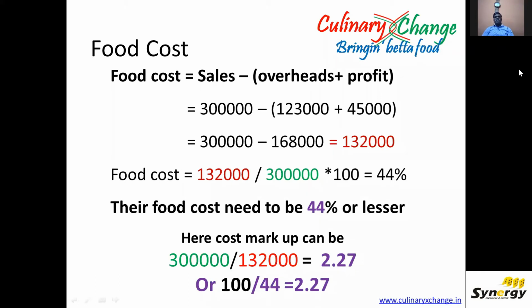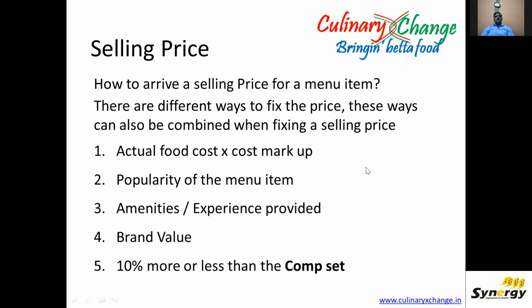Here 100 divided by 44 is equal to 2.27. Here we see selling price. A lot of businesses fail or struggle for one major problem: they don't fix their selling price properly.